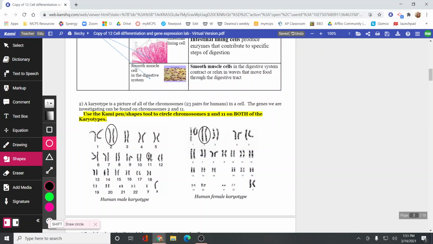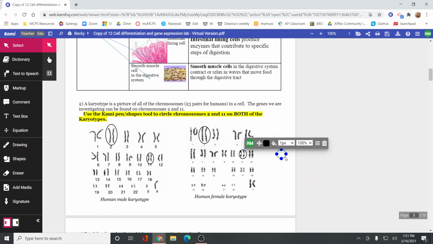You'll notice chromosome 11 is smaller than chromosome 2. They just put them in order from largest to smallest and then numbered them. So chromosome 1 is the biggest chromosome, 22 is the smallest, and then these are the sex chromosomes. You'll notice that chromosome 2 in males and females is the same, chromosome 11 in males and females is the same. Now there might be different versions of the genes on there, but they're the same chromosomes.